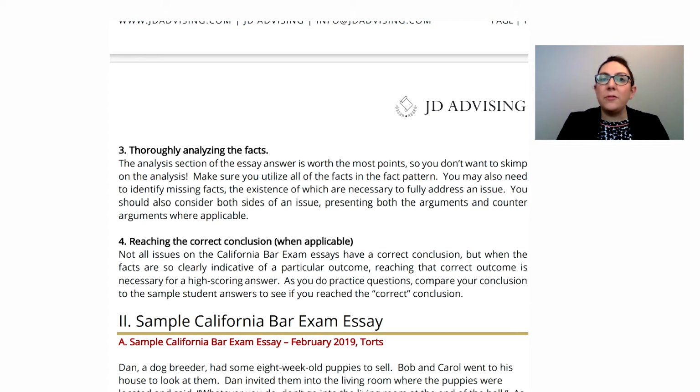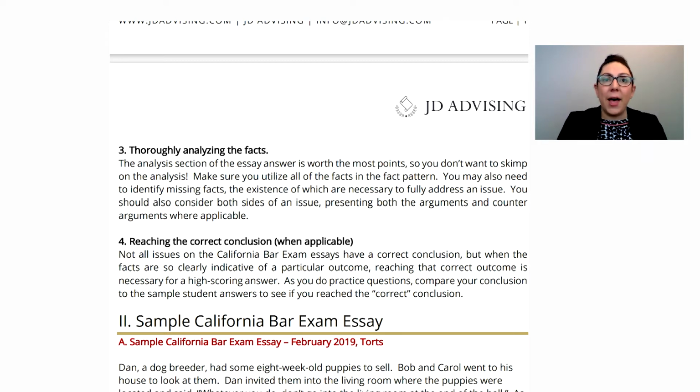Fourth, you'll get points for reaching the correct conclusion sometimes. There isn't always a correct conclusion. And again, you can tell if there is a correct conclusion by looking at those sample student answers. If both sample student answers reach the same conclusion on a particular issue, it may be the case that the facts were so heavily leaning one way that there is a right answer.